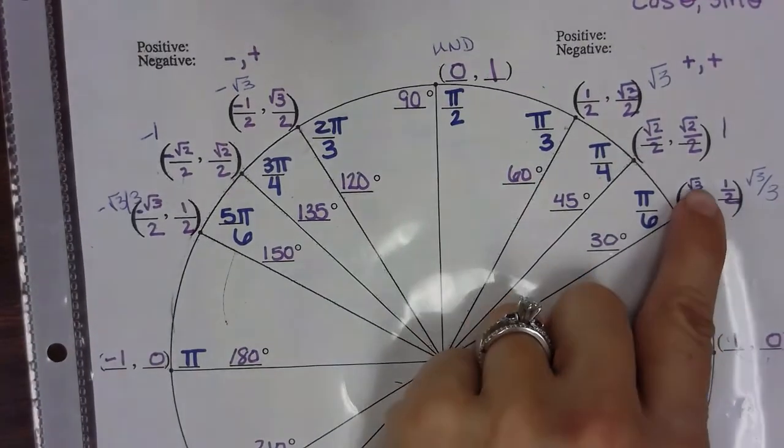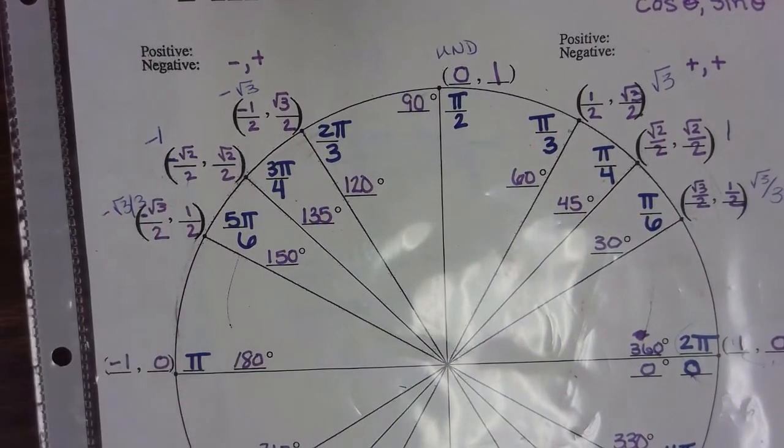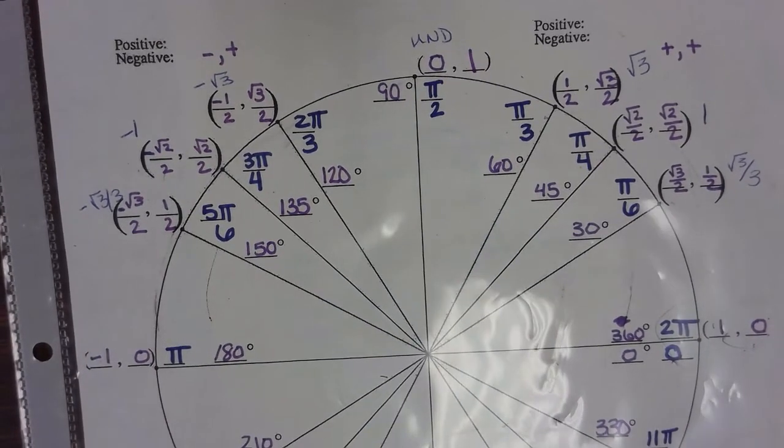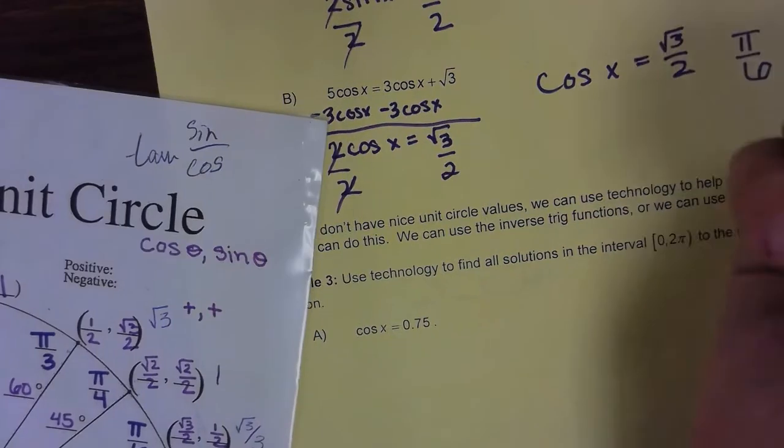And let's look for that square root of 3 over 2 in that first part of the quadrant. There's a negative. There's a negative, but we want positive, so 11 pi over 6.